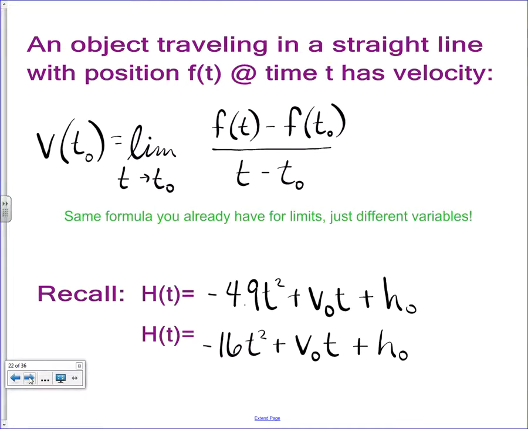We use negative 16 with which unit? Feet. Remember, these things are quadratic, which means they are parabola shaped, because when you throw something up into the air, it makes a parabola. It goes up, then it comes back down. Again, same formula, just different variables.